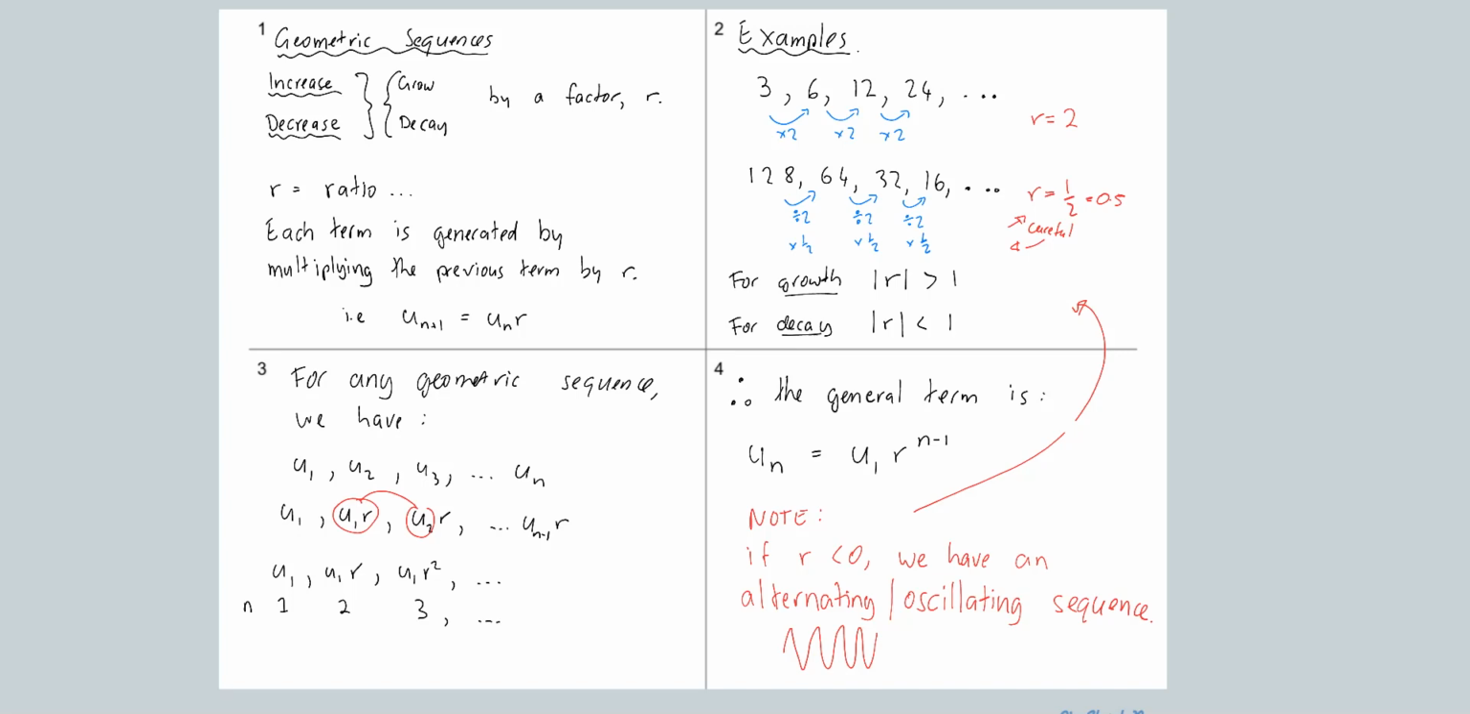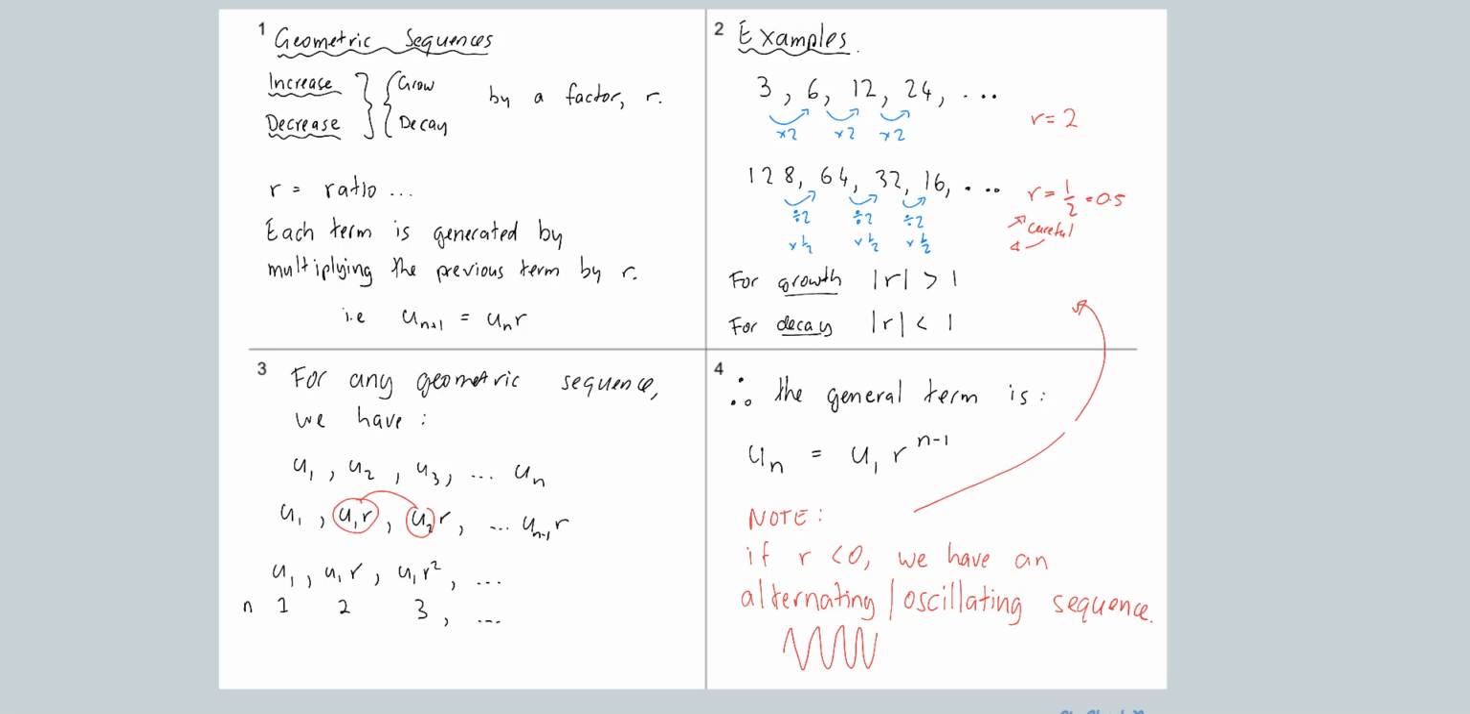But do note that if R equals 1, remember what I said? When R equals 1, it starts with trivial. It'll just be the same number over and over again. So it's trivial. And if R equals 0, it's dodgy as well. Alright, so that was the geometric sequence with examples.